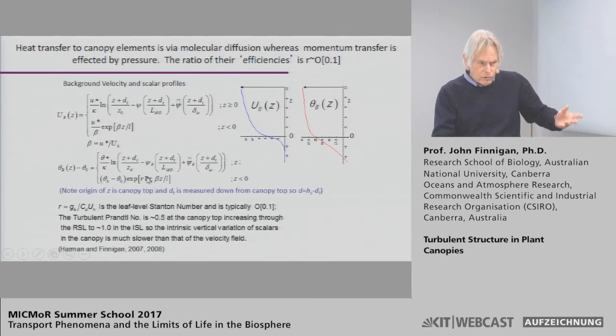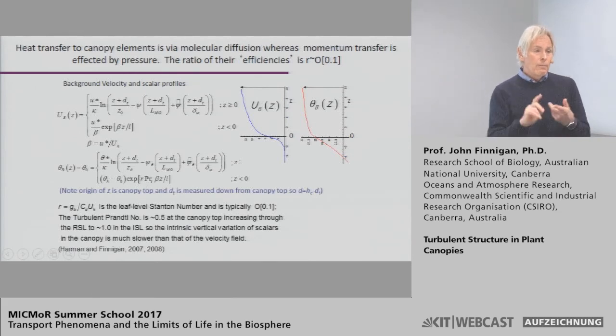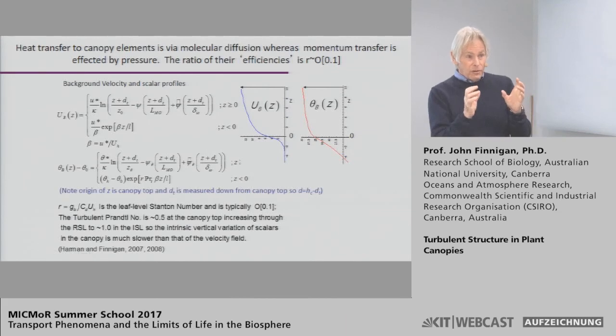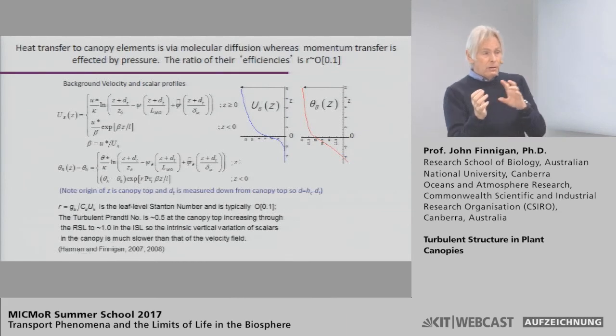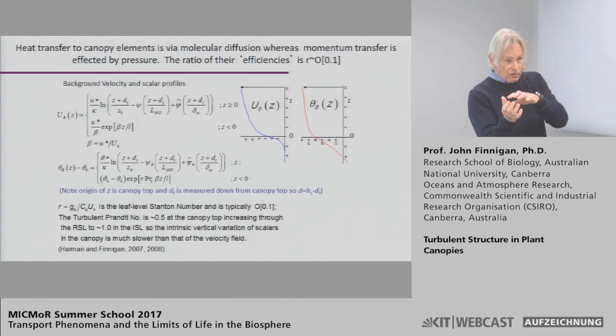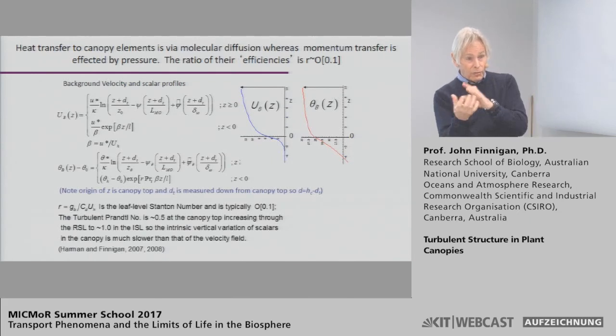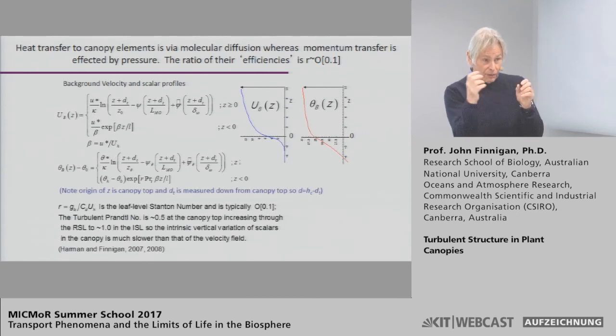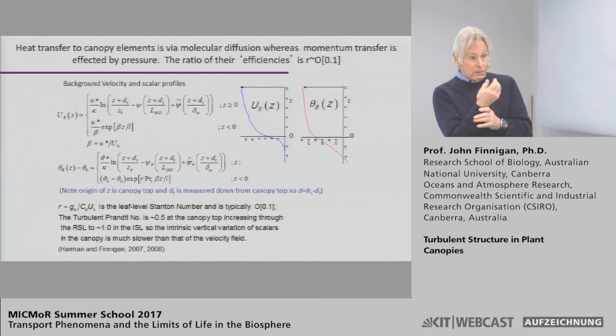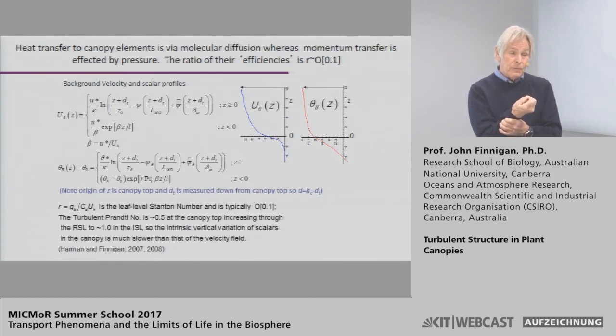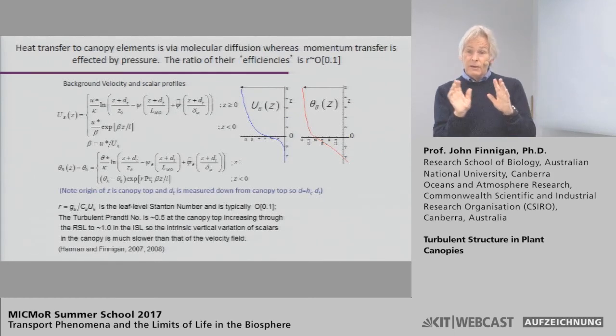Turbulent Prandtl number is of order 1, so don't worry too much about that. The Stanton number is about 1.1, and the Stanton number tells us the efficiency of scalar transport compared to momentum transport to the canopy. Now you remember the momentum transport to the canopy is mainly through pressure. There is some viscous drag carried by molecular diffusivity, but for scalars like heat, everything's got to be carried by molecular motion. So there's no equivalent of pressure.